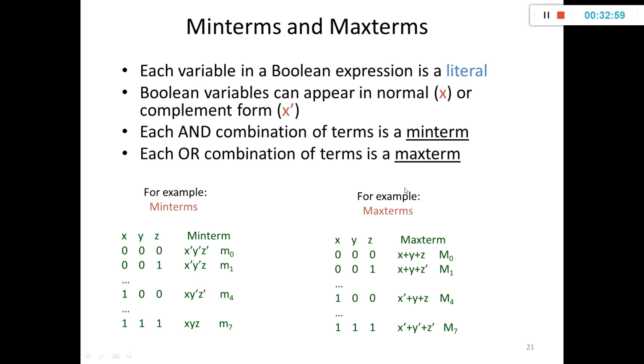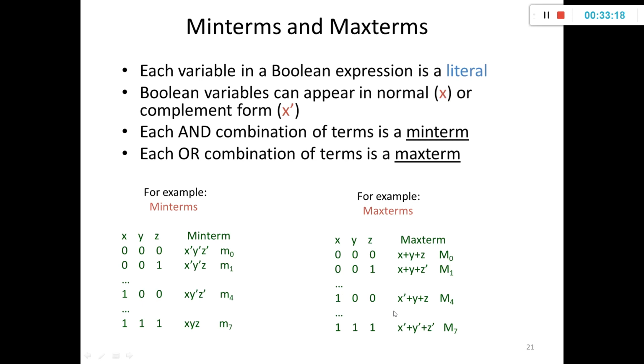Next we have max terms. For 0 0 0, x plus y plus z is a max term. For 0 0 1, x plus y plus z bar, that is M1. You can see the difference here. We are using small letter m for min term, and for max term, we are using capital M.